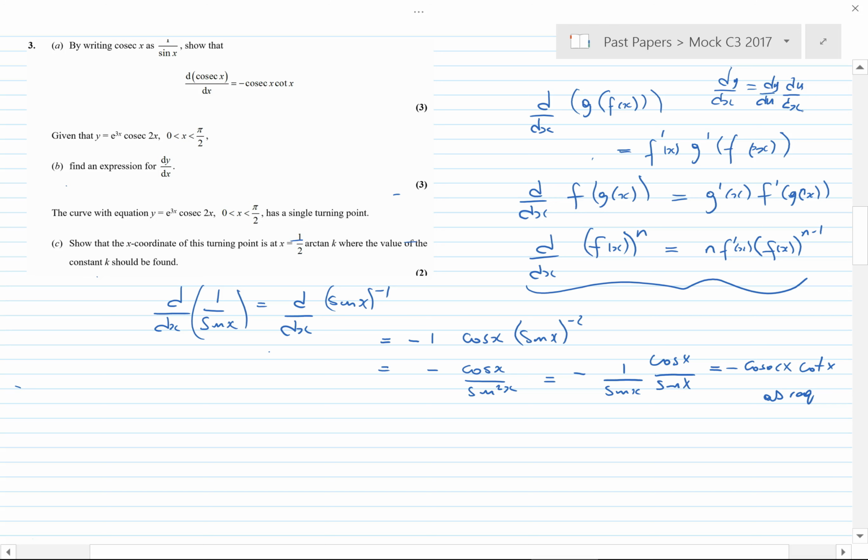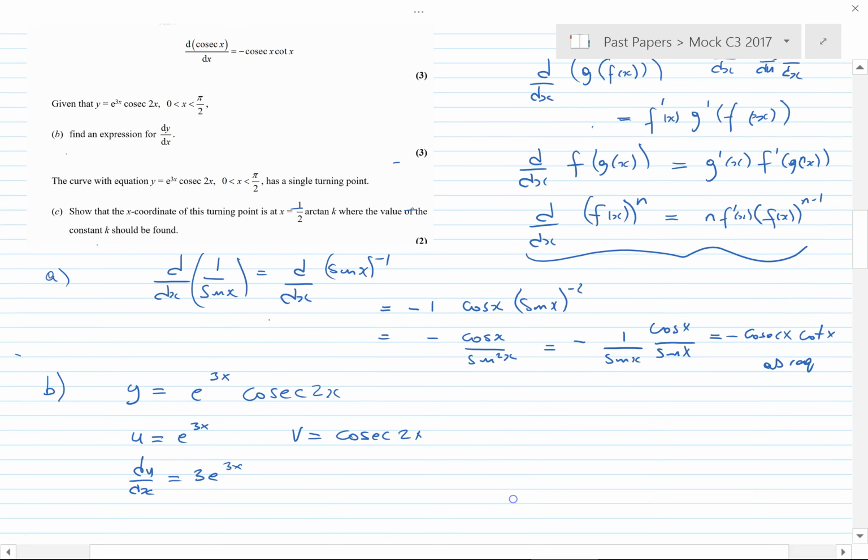Part B, well, this is a product rule really, although some people did use the quotient rule by calling cosec x as 1 over sine 2x, but it did suggest from the first part that we're going to use the expression we had before. So we've got y equals e to the 3x cosec 2x. So if we let u be equal to e to the 3x and v equal to cosec 2x, du by dx is 3. That's basically a very simple case of the chain rule.